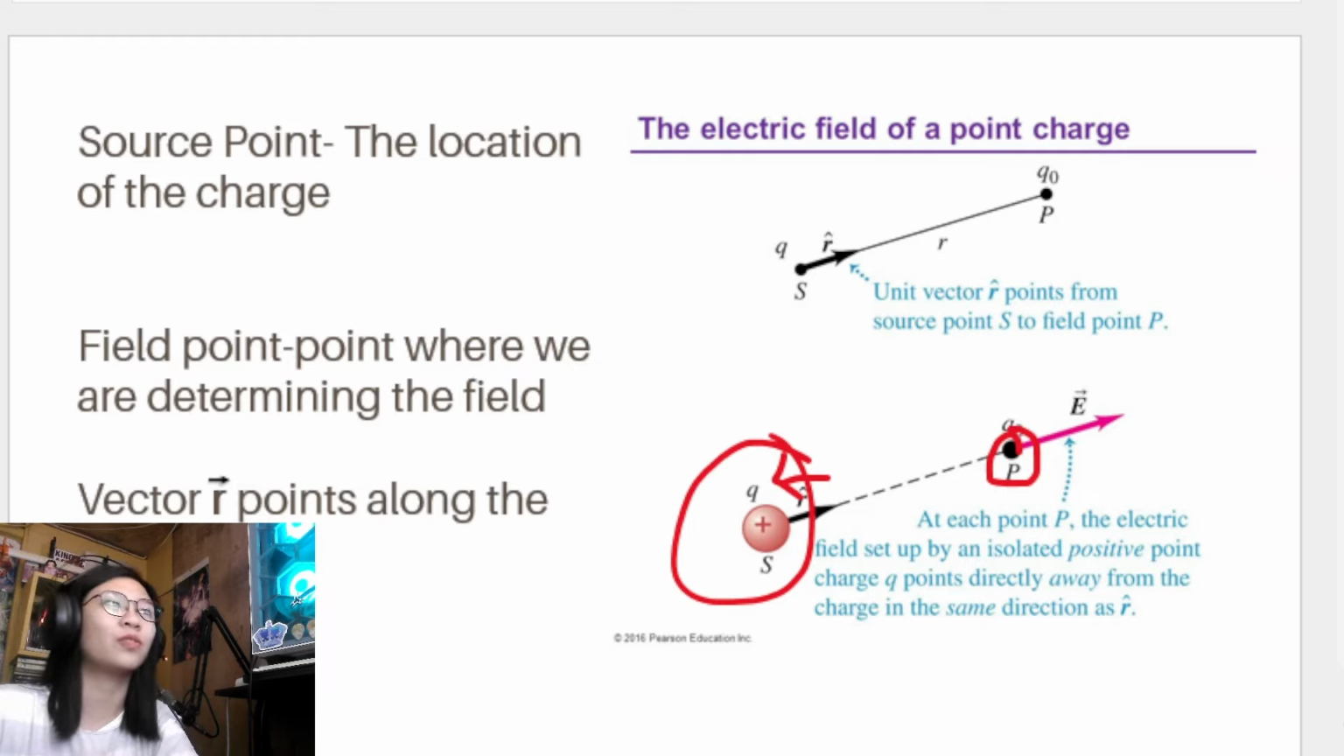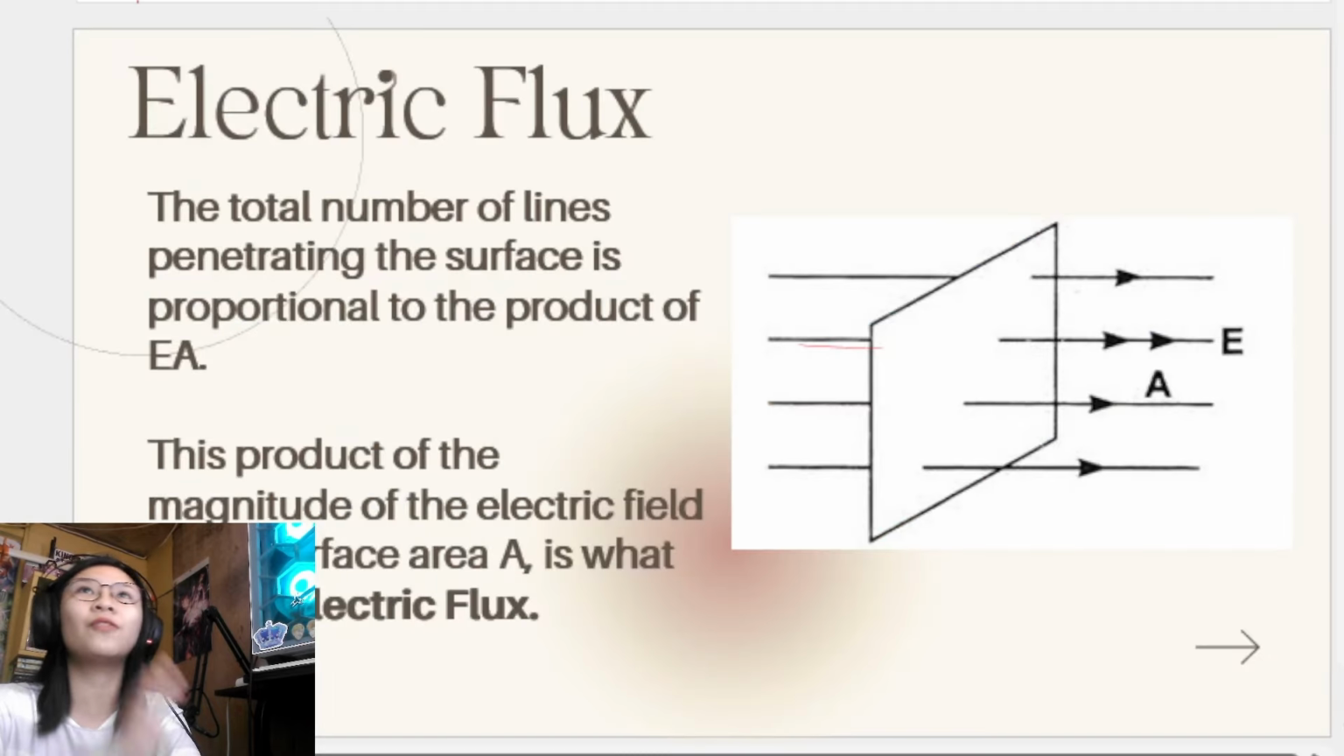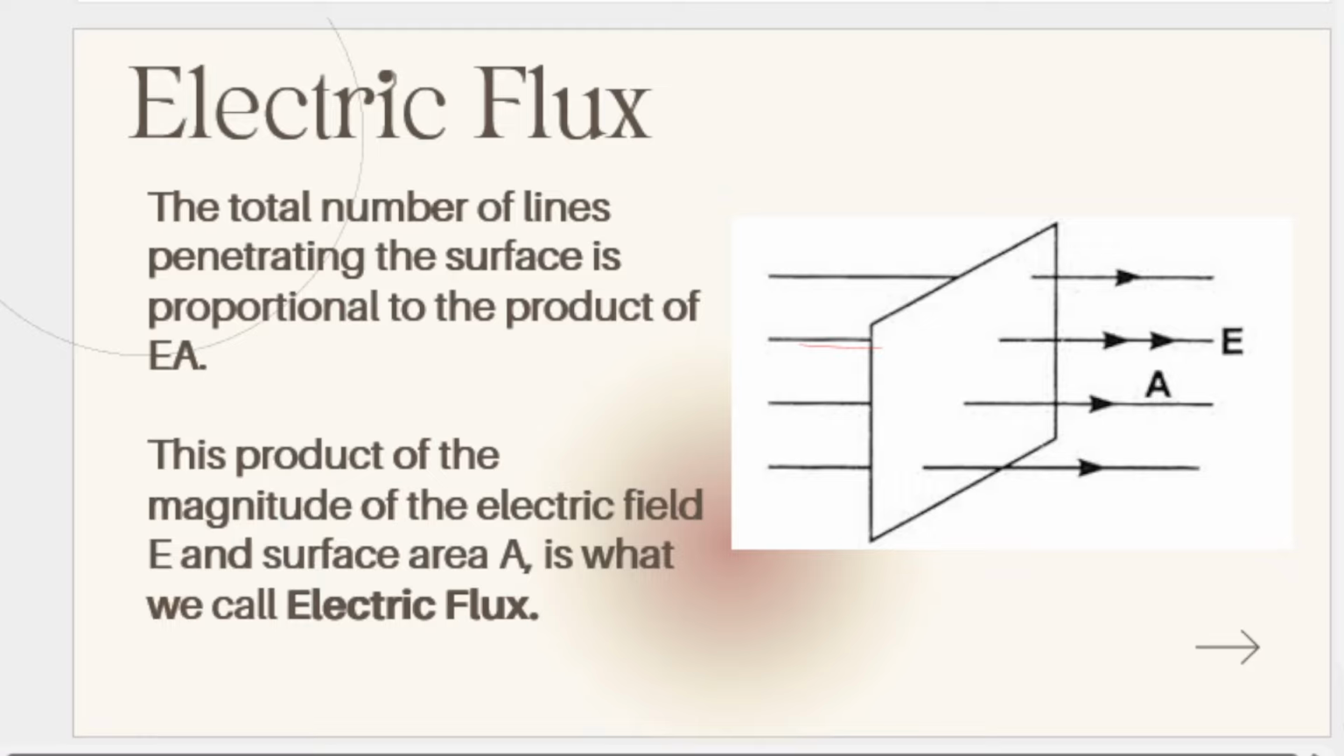Now we have the electric flux. Electric flux is the total number of lines penetrating the surface, which is proportional to the product of the electric field and the surface area, or EA. E is the electric field lines, and A is the surface area. This product of the magnitude of the electric field E and the surface area A is what we call the electric flux.